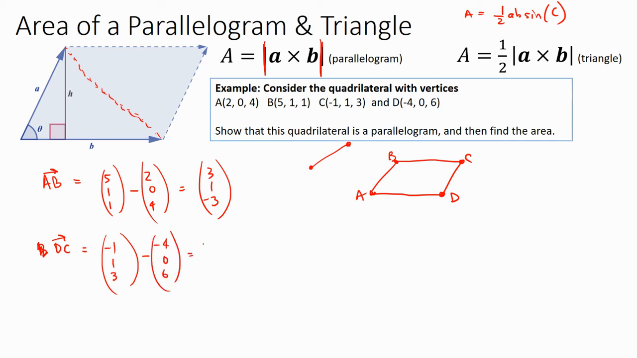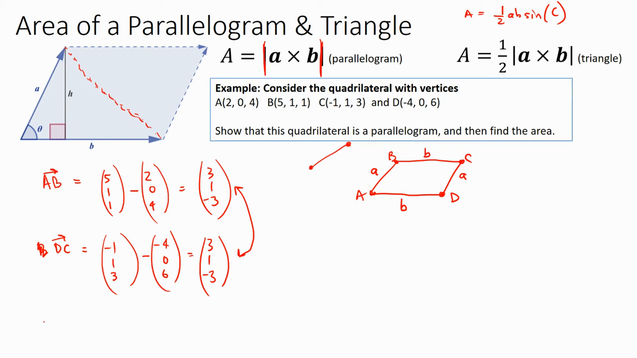Negative 1 minus negative 4 is 3. 1 minus 0 is 1. 3 minus 6 is negative 3. And we can see these are parallel because they're exactly the same. And so their lengths would be the same, because if I found the magnitude of each one, they would be the same. So I could call this vector A. This is really the same thing as vector A. This could be my vector B, and this could also be vector B.